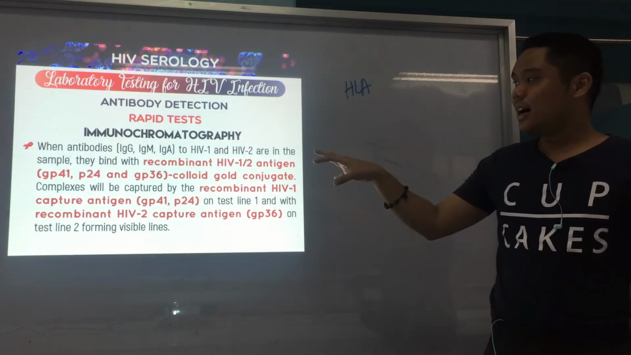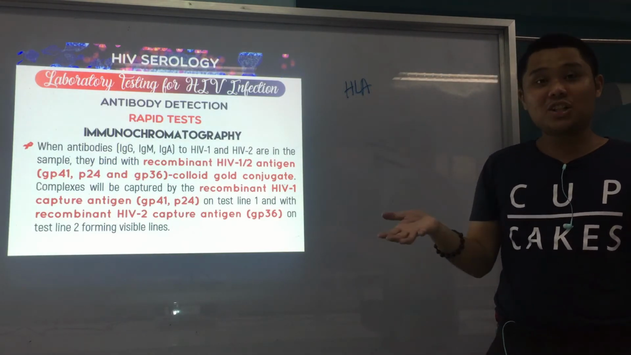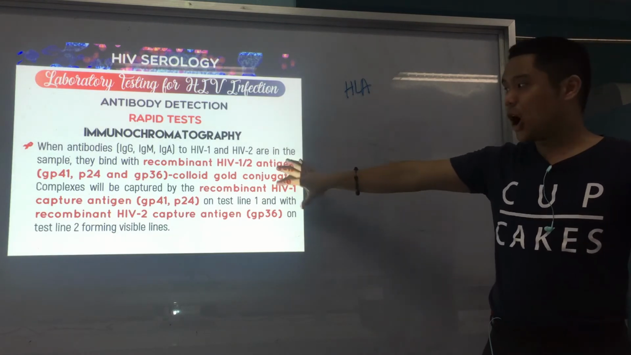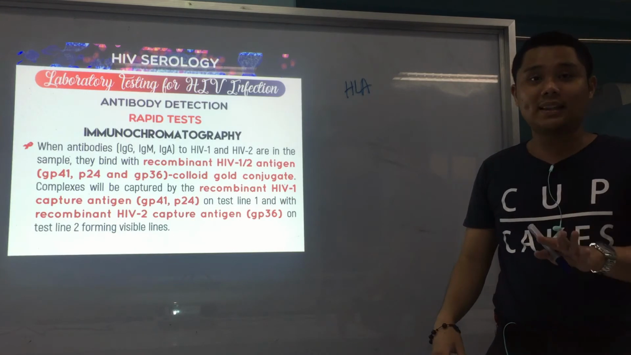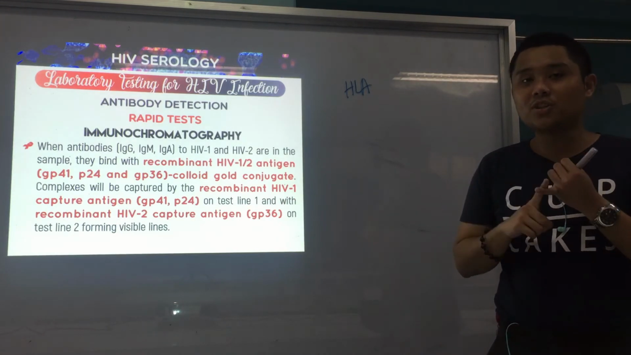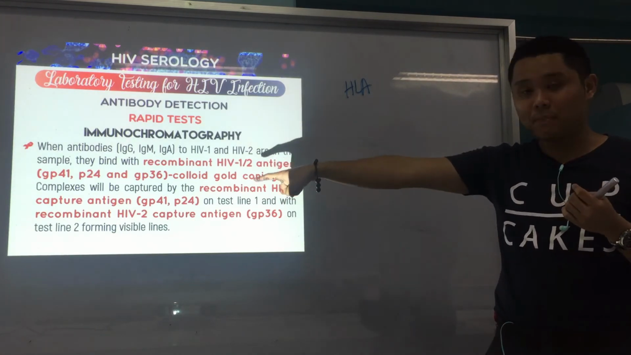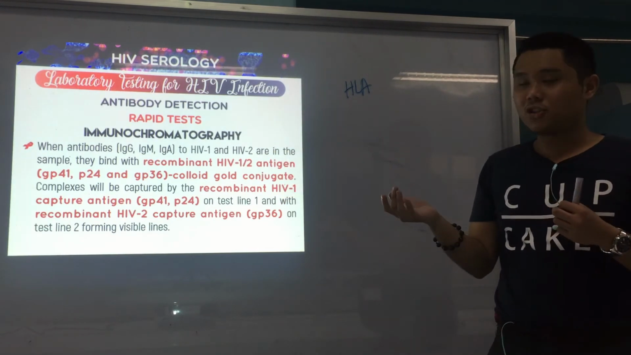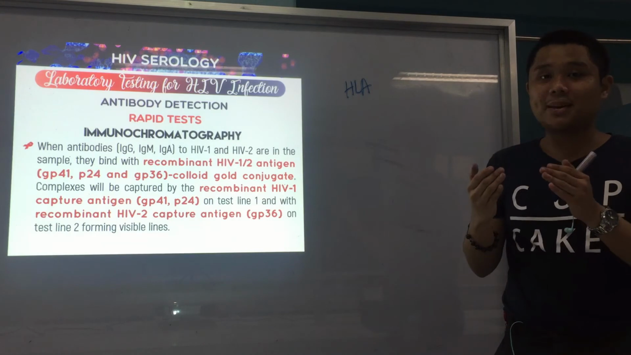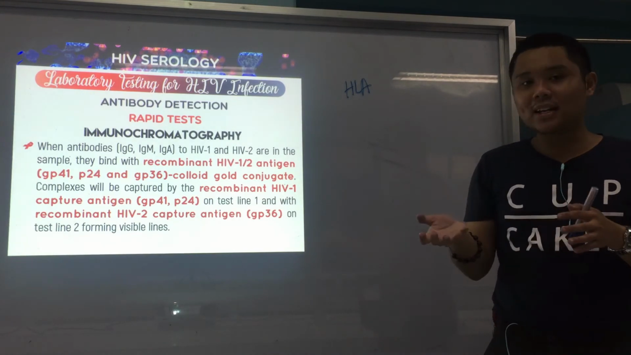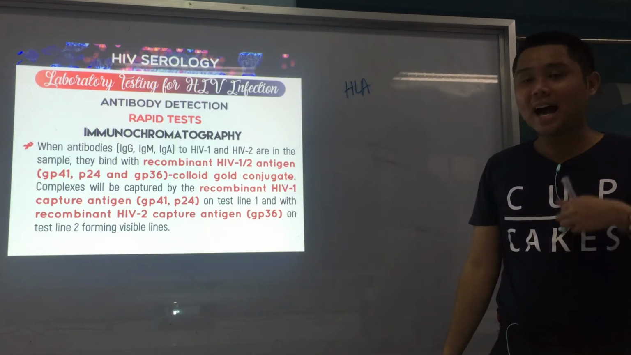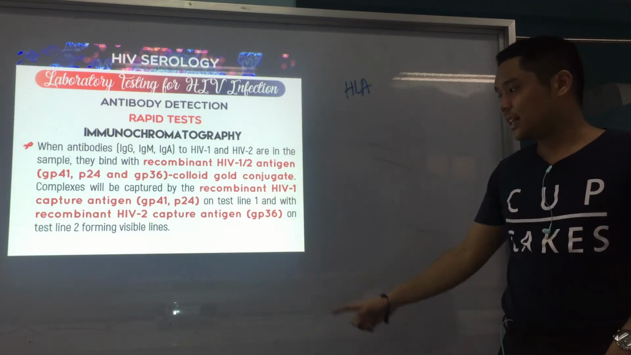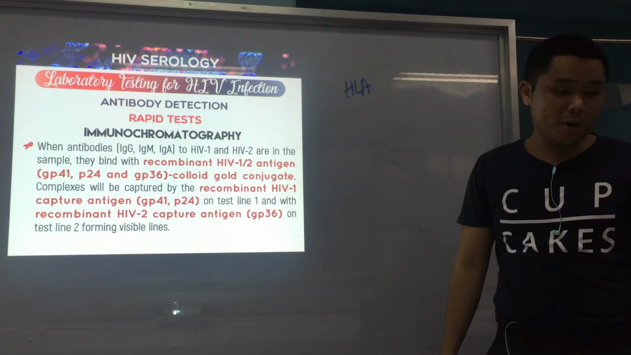So again, when antibodies, IgG, IgM, IgA to HIV-1 and HIV-2 are in the sample, they bind with the recombinant HIV-1 or 2 antigen here. So, you have antigens for HIV-1, GP41 and P24, and for HIV-2, GP36, with a colloid gold conjugate, combined with colloid gold to make it more stable. The complexes will be captured by your HIV-1 capture antigen on test line 1 and HIV-2 capture antigen on test line 2, forming visible lines.